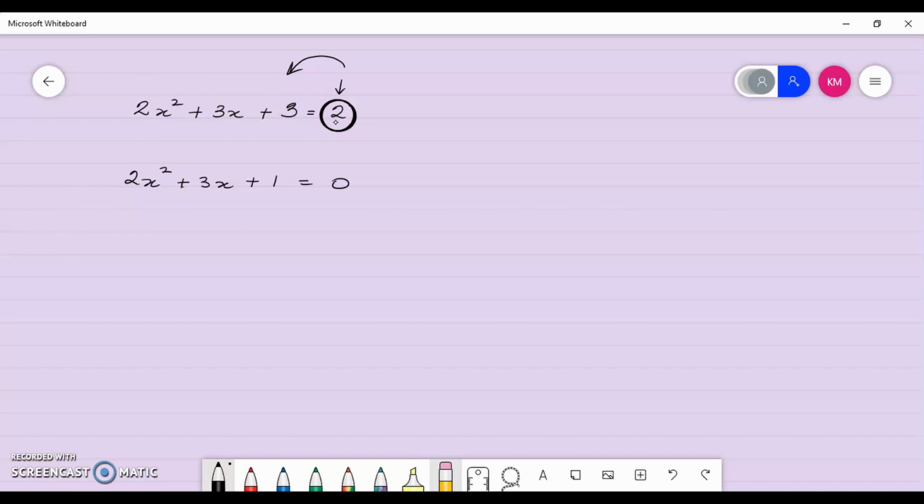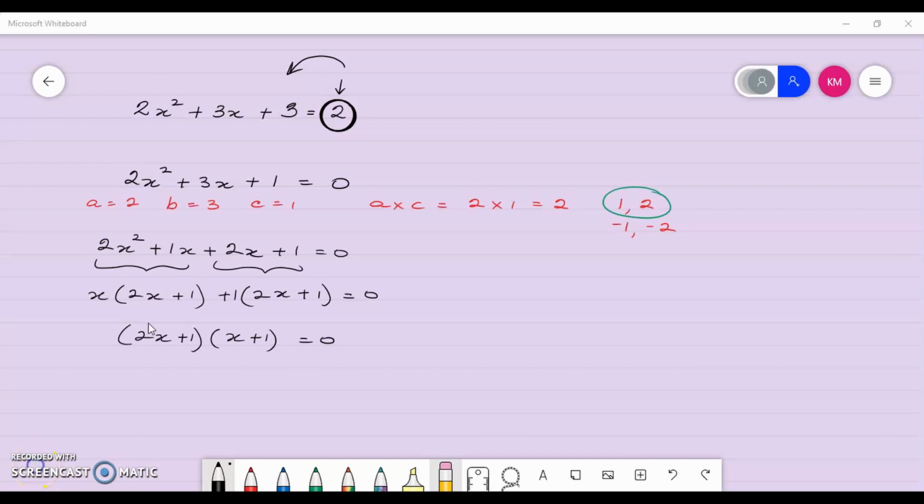So now let's solve this using factorization. After factorization, this is what I'm going to be left with. Now I can say either this or this is going to be equal to 0. So I'm going to write that either 2x plus 1 is equal to 0 or x plus 1 is equal to 0. And now I can solve.